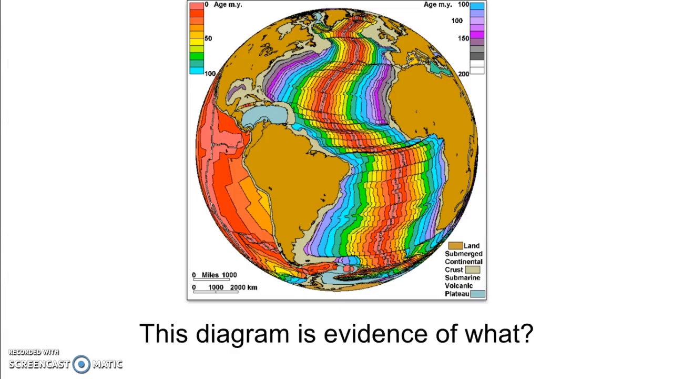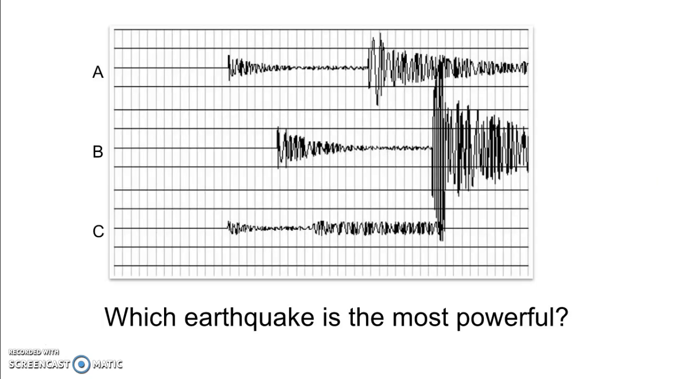All right, this diagram is a piece of evidence that supports which idea? Well, this is a diagram that shows the age of the rock on either side of the Mid-Atlantic Ocean ridge getting older and older the further away from the ridge you move. Therefore, this is an illustration of seafloor spreading, which is one of the founding pieces of evidence for the plate tectonic theory.